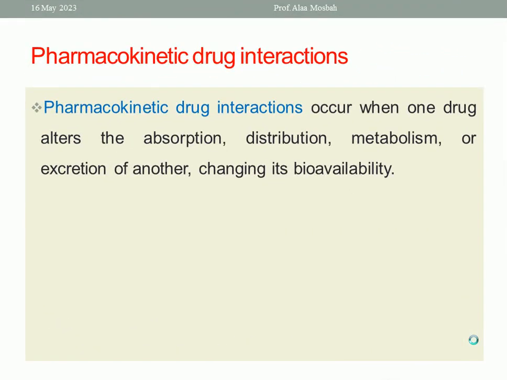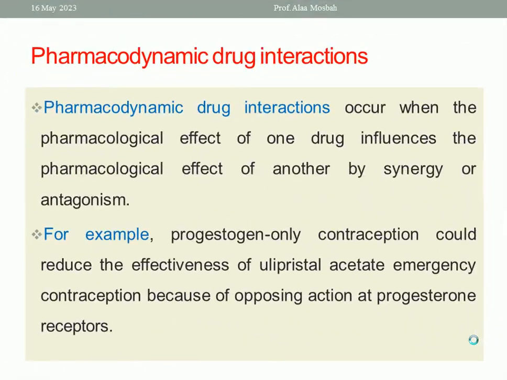Okay, that's what I said before. Pharmacokinetic drug interaction occurs when one drug alters the absorption, distribution, metabolism, or excretion of another, so it changes its bioavailability. Pharmacodynamic drug interaction occurs when the pharmacologic effect of one drug influences the pharmacologic effect of another by synergy or antagonism.